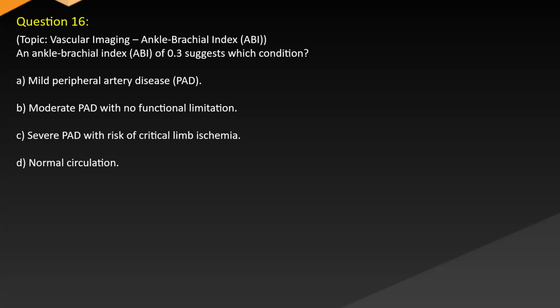An ankle brachial index, ABI, of 0.3 suggests which condition? A. Mild peripheral artery disease, PAD. B. Moderate PAD with no functional limitation. C. Severe PAD with risk of critical limb ischemia. D. Normal circulation.